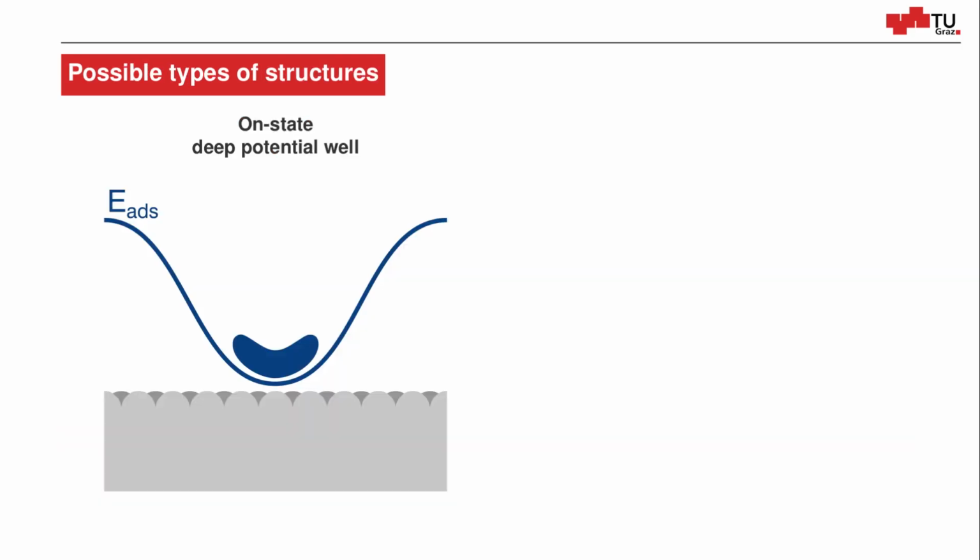So what types of structures do we have to deal with? Well, if we look at the on-state adsorption geometries, we find that the molecules are strongly bound to a specific site on the substrate. So moving the molecule across the surface gives us a deep potential well, and that makes it likely that the structures that on-state geometries form are commensurate.